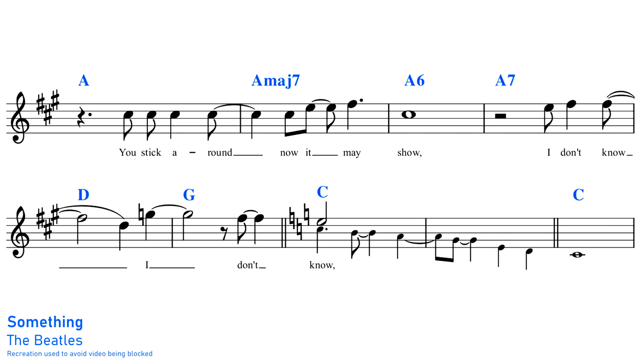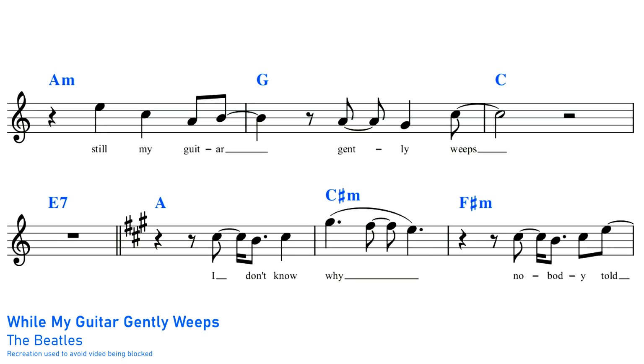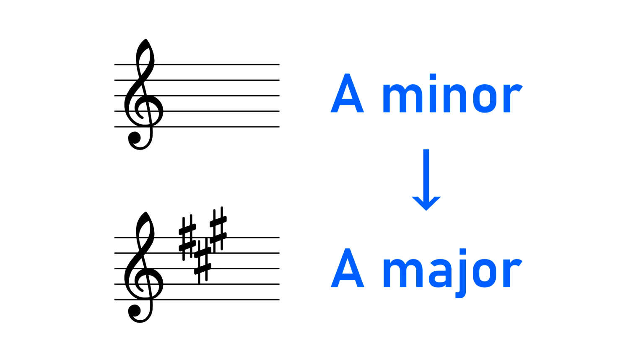Something's key change is actually quite similar to While My Guitar Gently Weeps. In While My Guitar Gently Weeps, we shift from A minor to A major. In Something, we are shifting from C major to A major. And as you can see, C major and A minor use the exact same notes. They are relative keys, two sides of the same key. So both of these shifts have a similar effect because we're introducing the same number of sharps to the key. We're just coming at it from a slightly different angle.